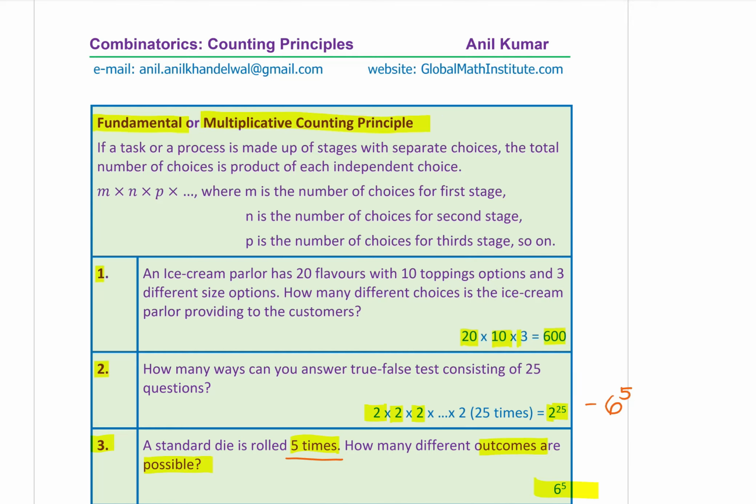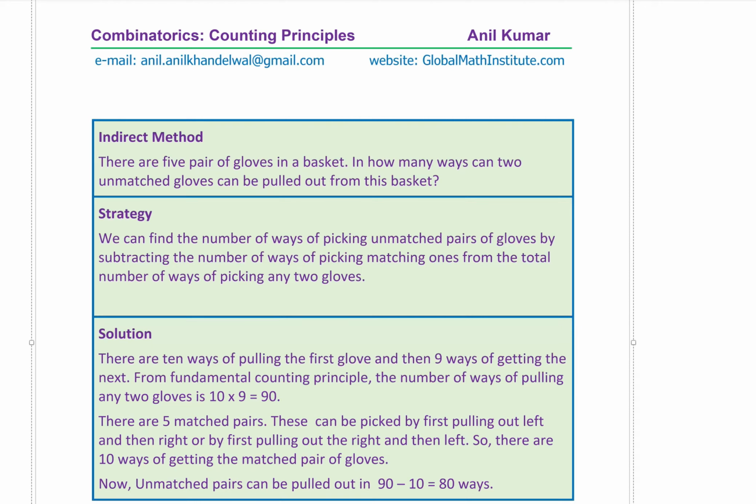Now let's look into another method of doing these things. Sometimes we also follow an indirect method of counting. Now let's look into this indirect method of counting. Example here: there are 5 pairs of gloves in a basket. In how many ways can 2 unmatched gloves be pulled out from this basket? In this case, we are pulling out and we are interested in finding unmatched gloves, right? Now there could be many options to get unmatched gloves.